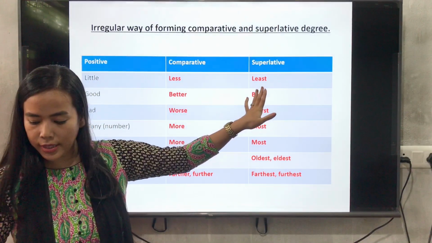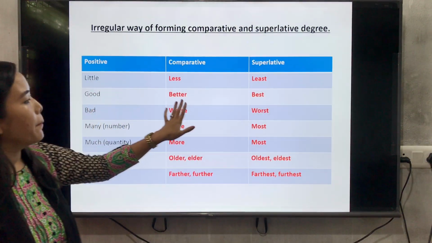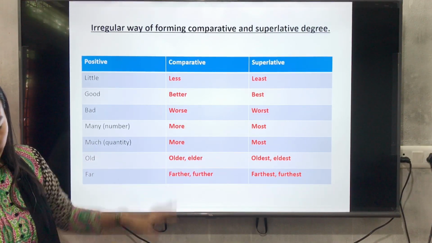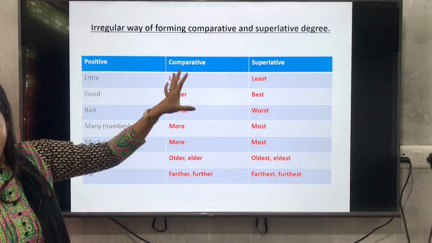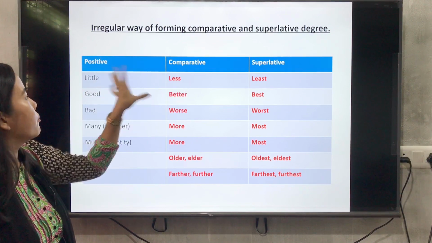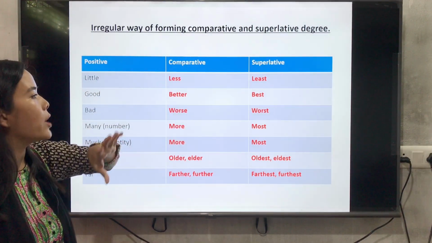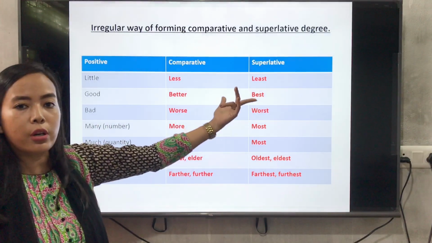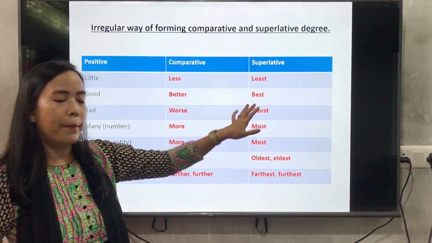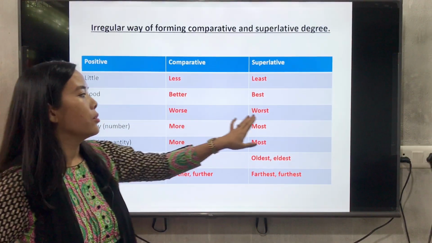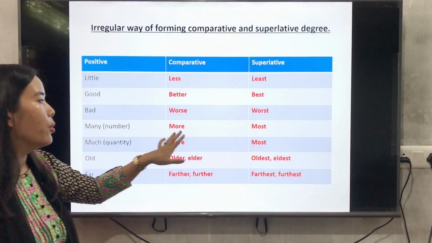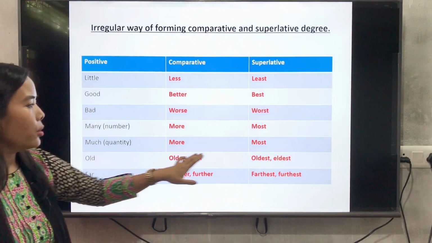Little, less, least, okay? Good, better, best. Bad, worse, worst. So what have you noticed? As you can see, the comparative and superlative forms are formed by a completely different word, isn't it? We don't need to add ER or EST. We don't need to add more or most, but a completely different word we have to put. Little, less, least. Good, better, best. Bad, worse, worst. Worst is the highest form of degree of bad. Many in number, more, most. Much in quantity, more, most.